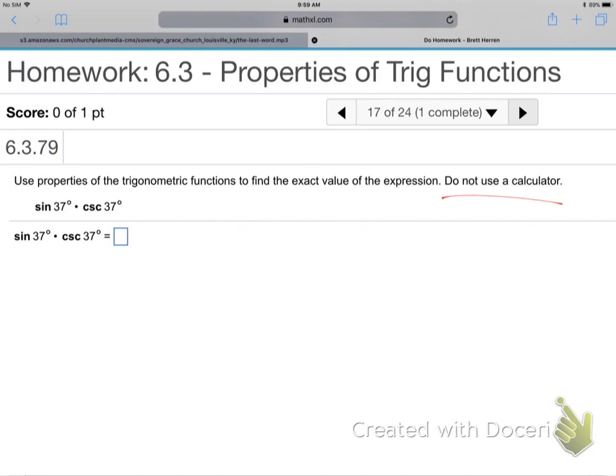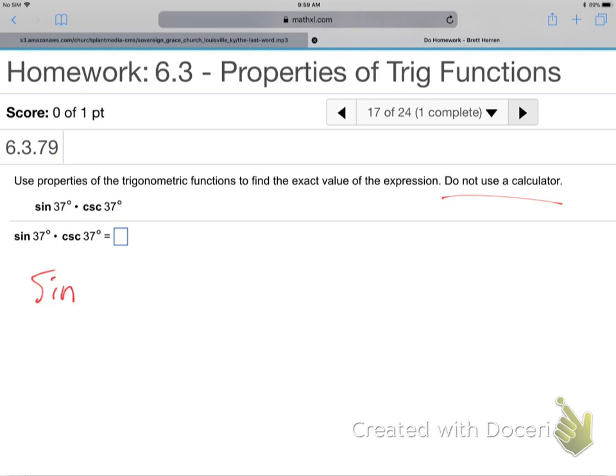The final answer, sine 37 times cosecant 37. Answer is, what is it? I can't hear. I hear whispers. 1. Alyssa. Well said. 1 is correct. Why is it 1, Alyssa? Just feel the 1, huh?